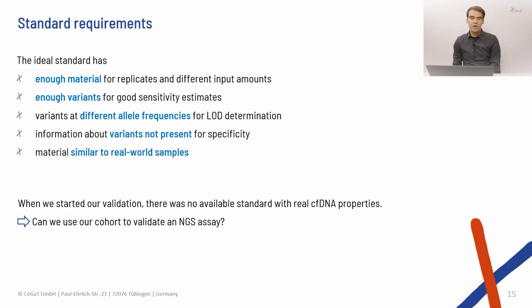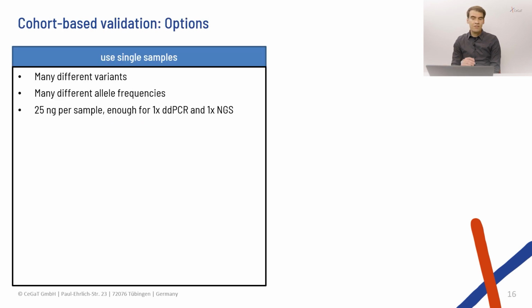When we were working with our cohort and started our validation, such a sample did not exist. So we thought perhaps we can do this with our cohort samples. And this offers us 2 options. We could use single samples. If we only use samples that have enough material for both ddPCR and NGS, we still have quite a number of variants at different allele frequencies.